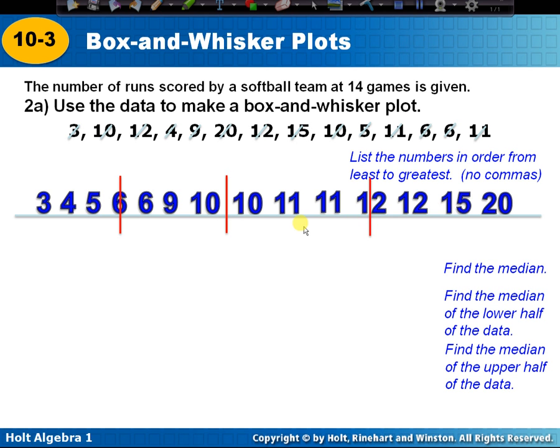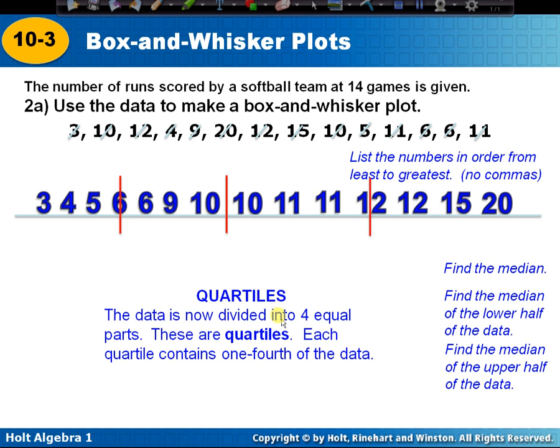So that's going to be 12 quartiles. The data is now divided into 4 equal parts. 1, 2, 3, 4, and these are quartiles. Each quartile contains 1/4 of the data, just like it did last time. Again, my Q1 is going to be 6. My Q2 is going to be 10, and even though it's between the 10s, they are the same number, so I don't have to find the average. I could, if I wanted to, add the 10s together and divide by 2. I would get 10. And then my Q3 is going to be 12.